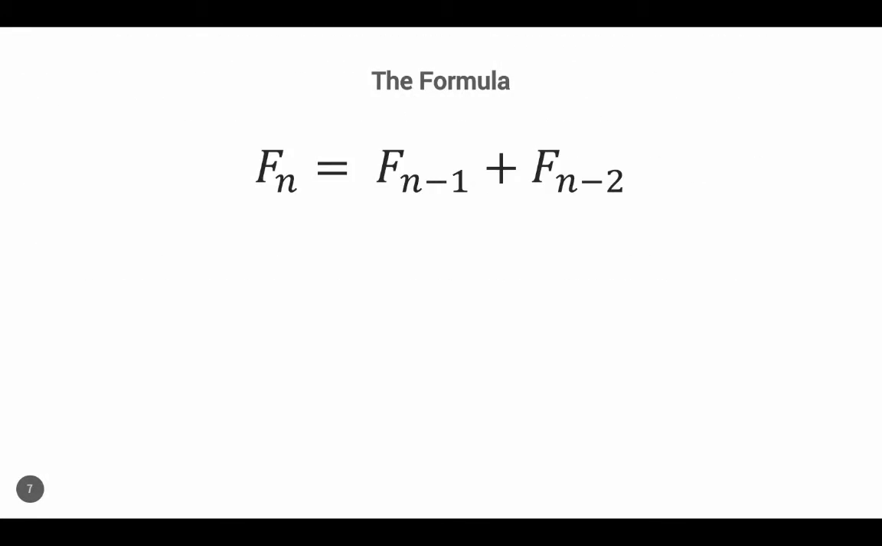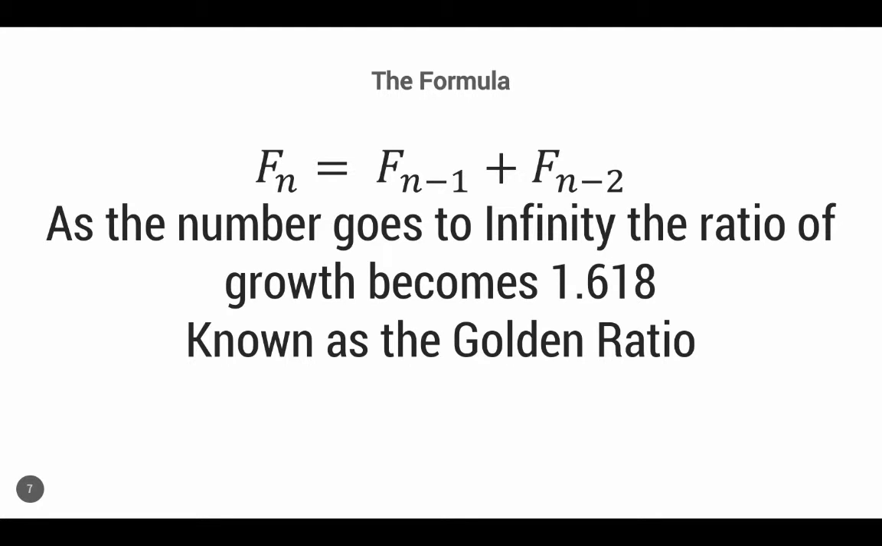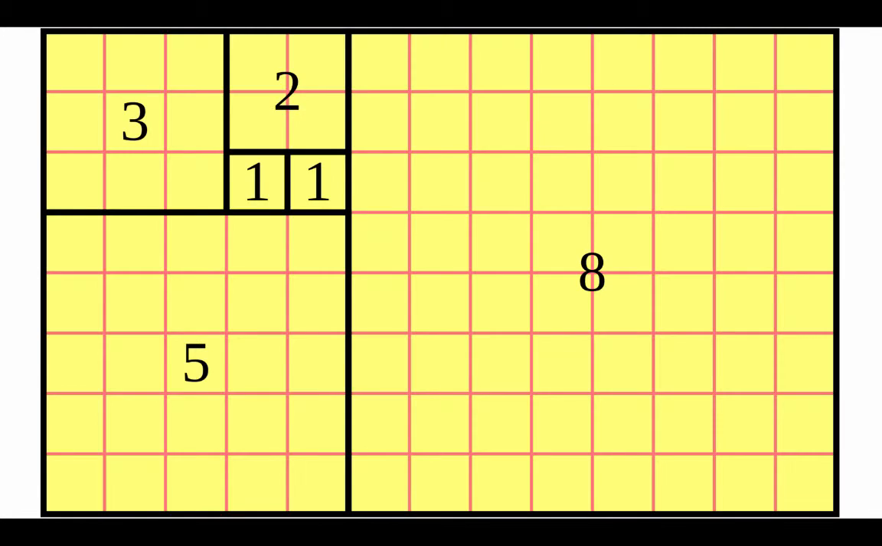The formula is f of n equals f of n minus 1 plus f of n minus 2. And as this number grows and grows and goes towards infinity, the ratio of growth between the numbers is going to be 1.618. And we call this the golden ratio. Now that's great and all, but let me show you how the golden ratio appears in nature.